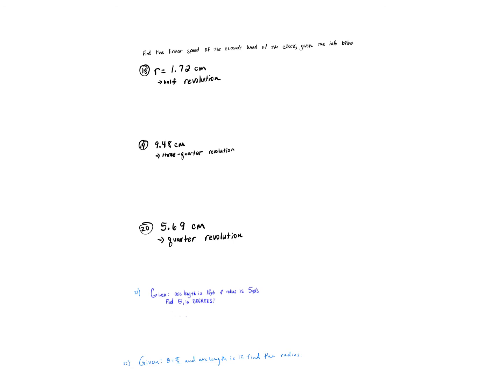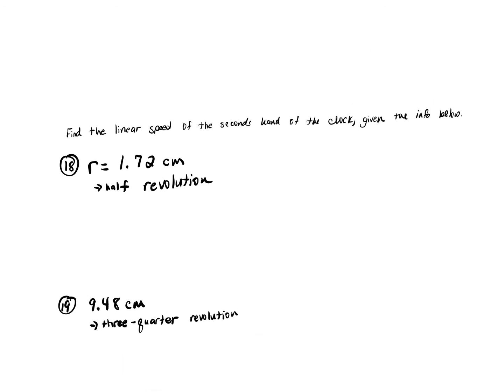So looking at 18. It says find the linear speed of the second hand of a clock given the info below. So our linear speed formula is s over t, where s is arc length. What's the arc length formula? What's s equal to? r times theta. So r times theta over t.